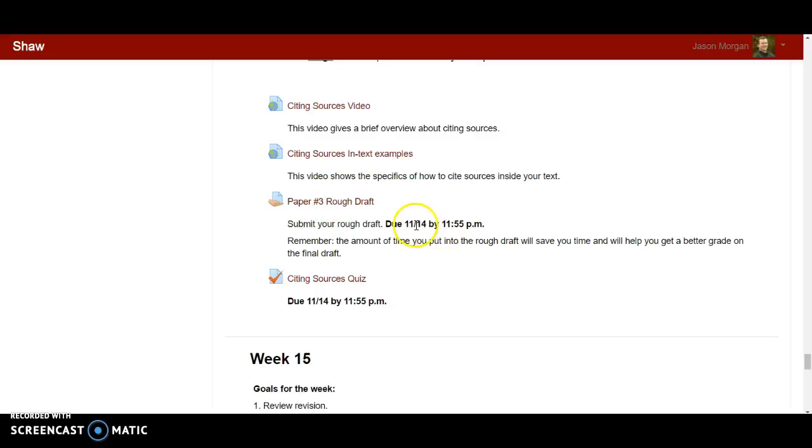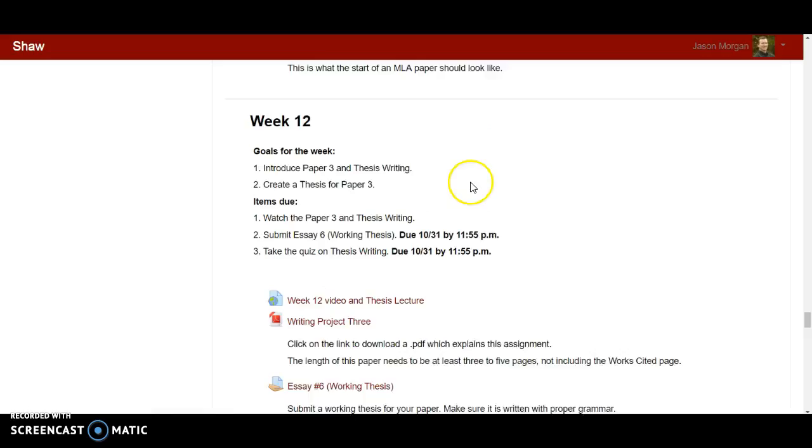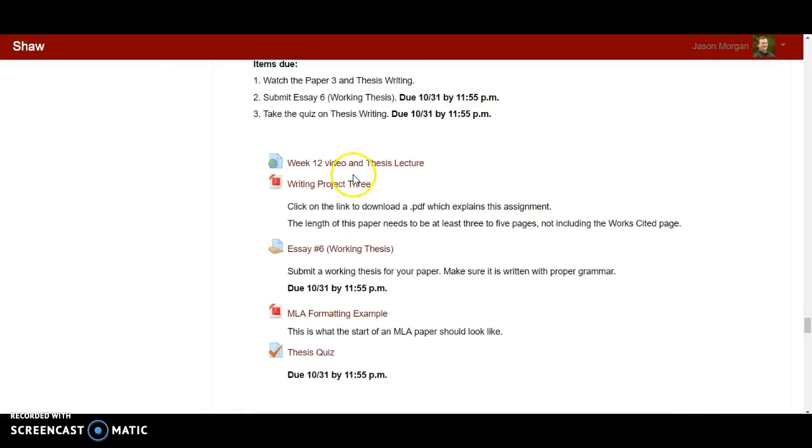Also, the rough draft is due by the 14th. The rough draft again for this paper, what is this paper all about? It's right here under Writing Project 3, which is found under week 12. Click on this. It'll download the example of this paper. Again, with love, what this paper is about.